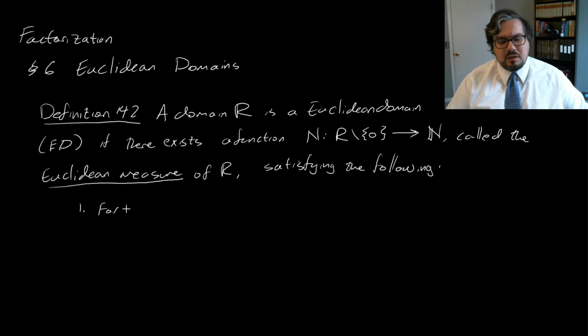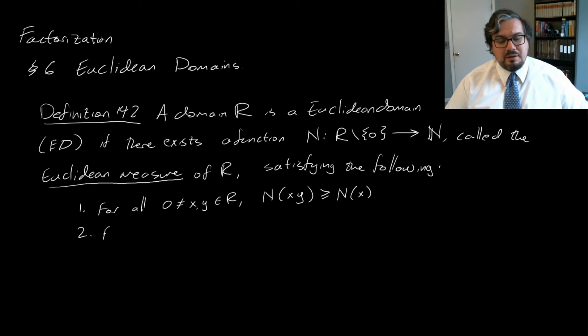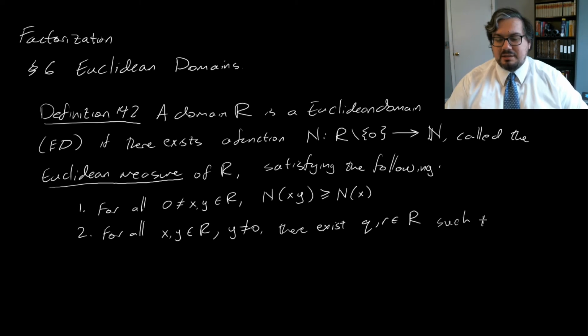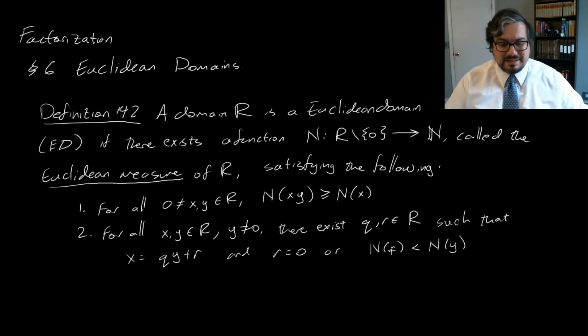Two conditions. For all non-zero elements x and y of R, we have that the measure of the product xy is greater than or equal to the measure of x, and for all elements x and y in R with y not equal to 0, there exist elements q and r in the ring R such that x is equal to qy plus r, and r is equal to 0, or the measure of r is less than the measure of y.